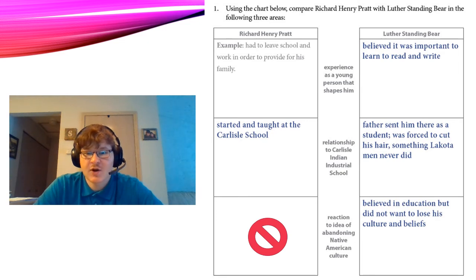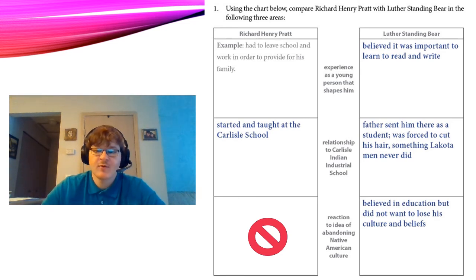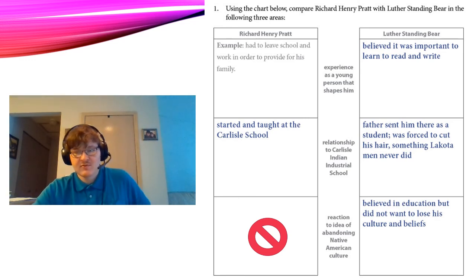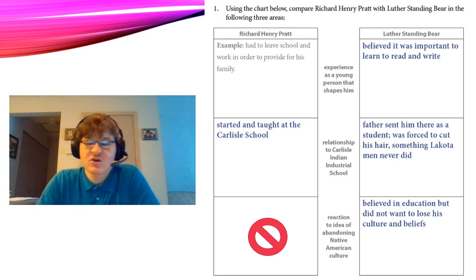What was the men's relationship to the school? So Pratt started and taught at the Carlisle School. It was his idea in the first place. And Luther, his father sent him there as a student, and he was forced to cut his hair, something the Lakota men never did. And lastly, at the bottom, we didn't have one for Pratt, but for Luther Standing Bear, his reaction to the idea of abandoning Native American culture. He believed in education, but didn't want to lose his culture and belief. Those can be separate. You can still have a culture and belief and still have an education. Education should not override that.